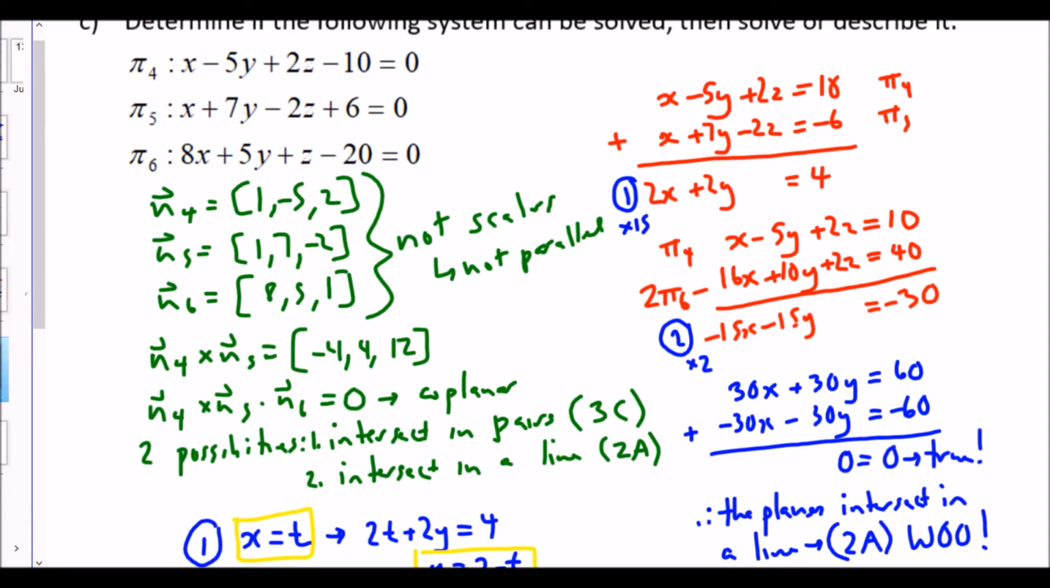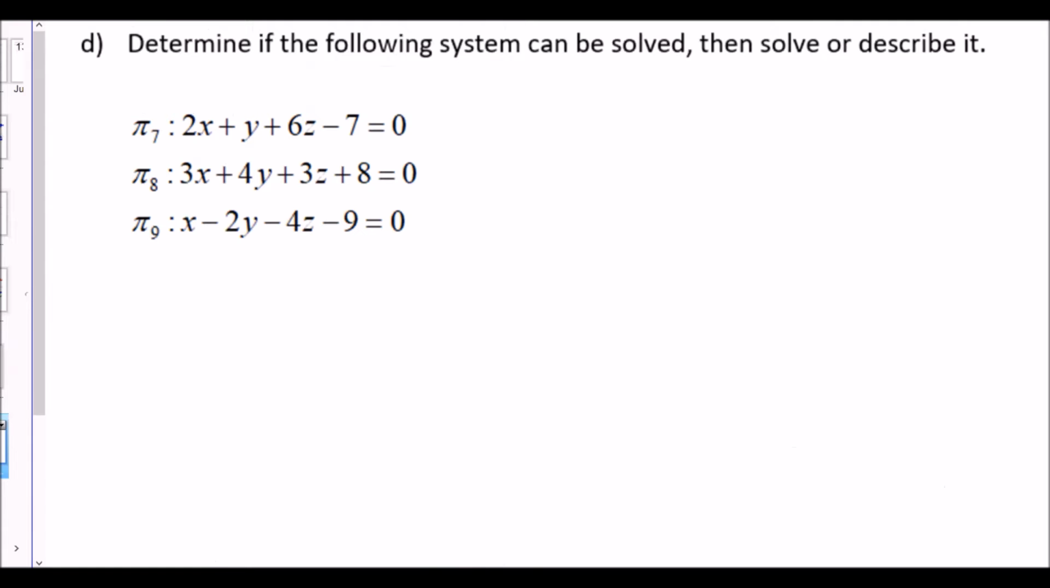All right, let's continue. Here we go with 12. Determine if the following system can be solved and describe it. So this will actually be the last example. I'm not going to get into matrices. I just think it takes a bit too long, which is a bit unfortunate. However, if you go to university and take an algebra course, you will see matrices for sure, but that's that.